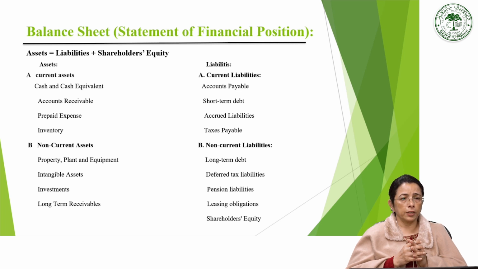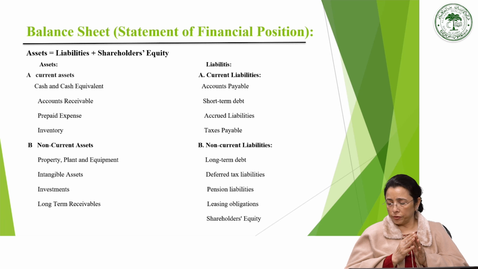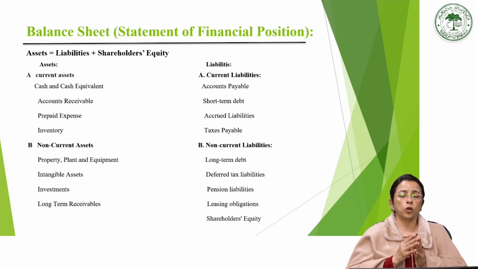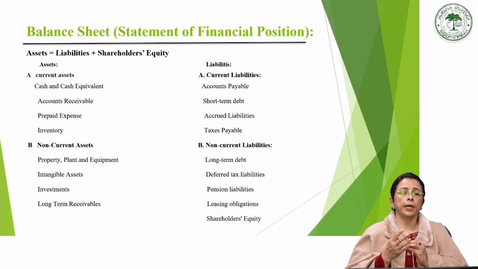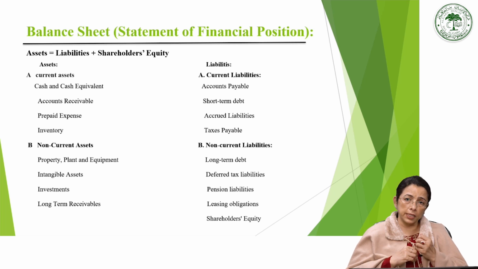Here on the asset side, first the assets are divided into two parts, that is current assets and non-current assets. Non-current assets may also be called fixed assets. Current assets are the flexible assets. A current asset is an asset which can be present either in liquid form or anything that can very easily be converted into liquidity.